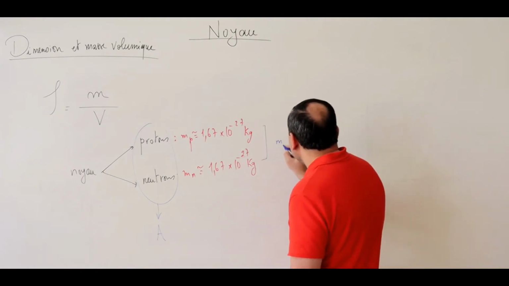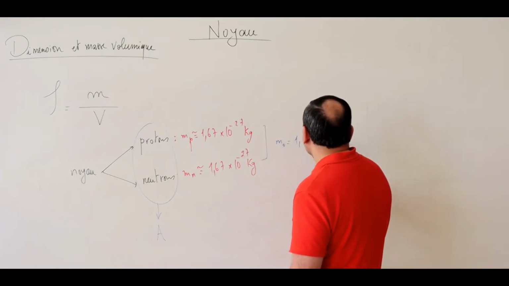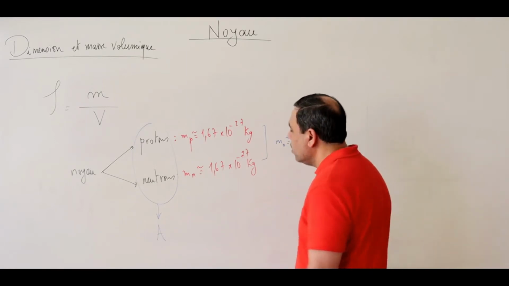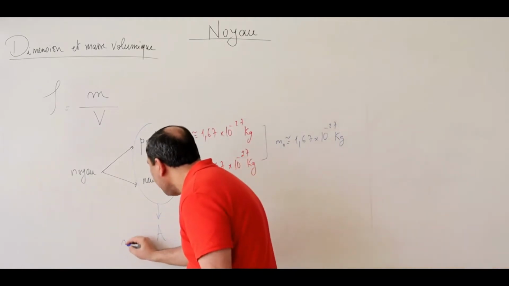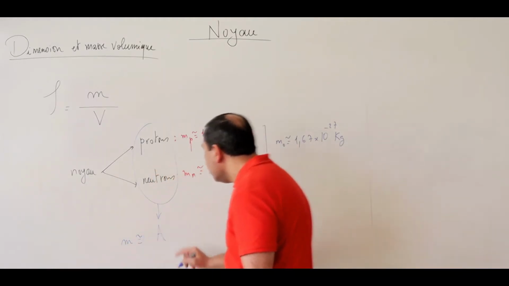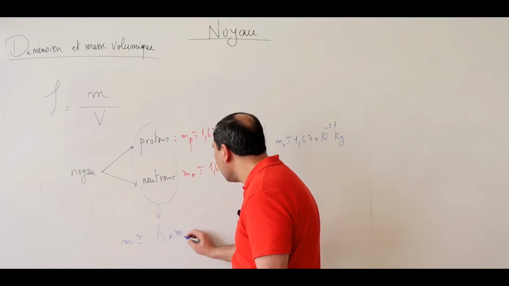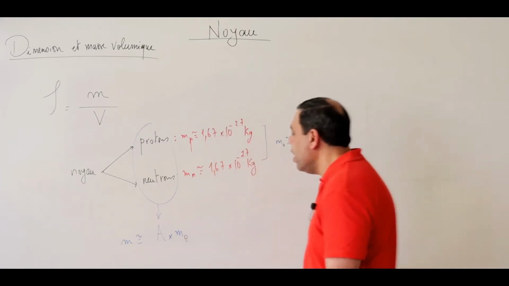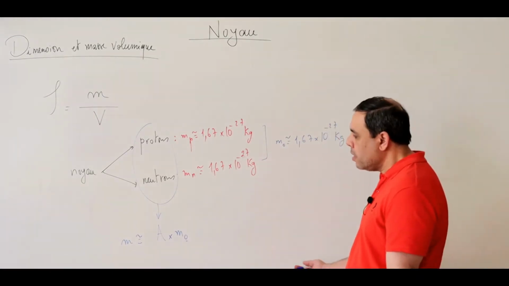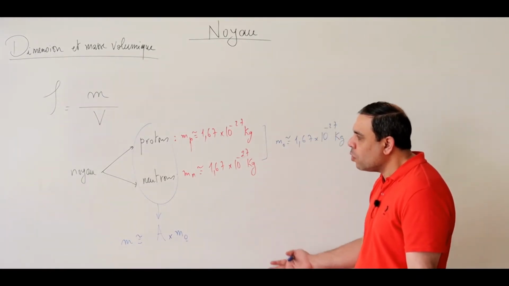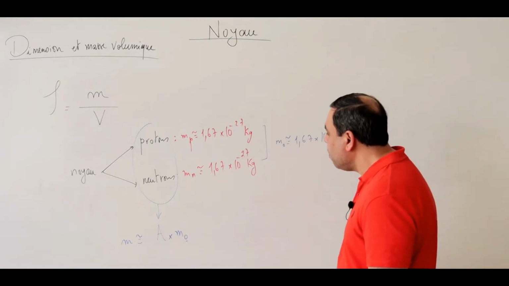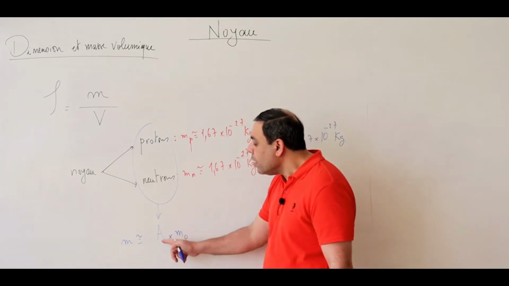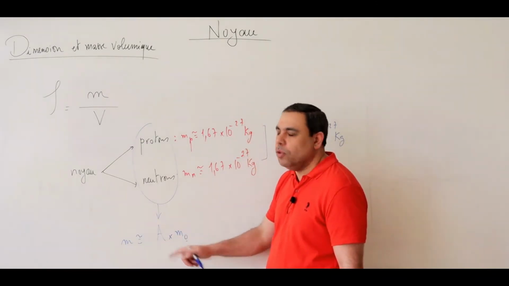Let's denote by m0 the mass of one nucleon. The approximate mass of the nucleus is equal to A times m0. This is the approximate value of the mass of a nucleus. We can determine the mass of a nucleus by knowing the number of its nucleons A.